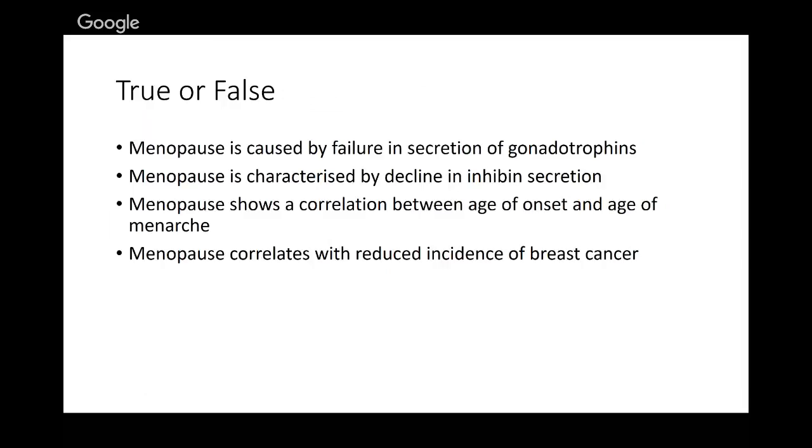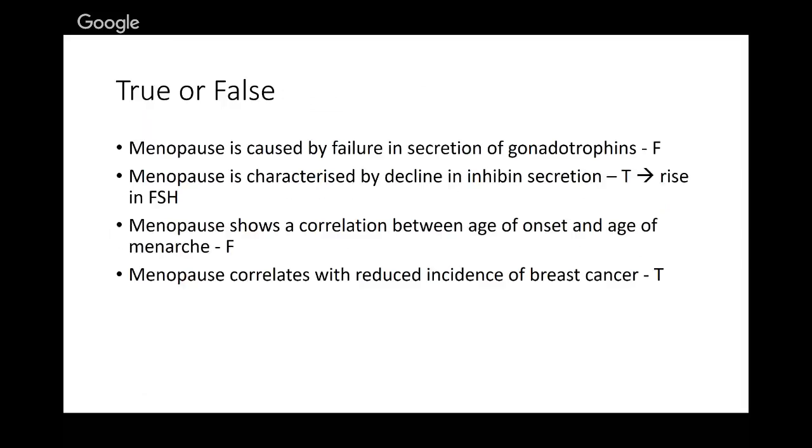Okay, so here are the answers. Menopause is not caused by failure in secretion of gonadotropin. It's failure of the ovary to respond to gonadotropin. And menopause is characterized by a decline in inhibin secretion. That's true. That's why you have a progressive rise in FSH, because inhibin inhibits FSH. So without inhibin, you have increased FSH.